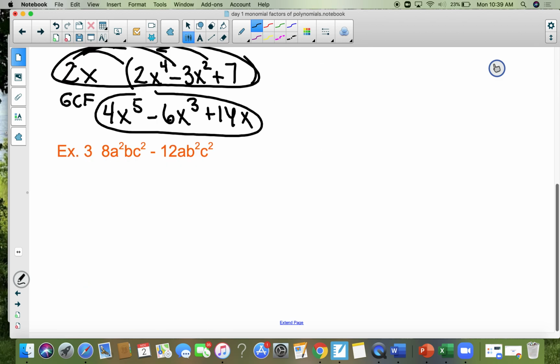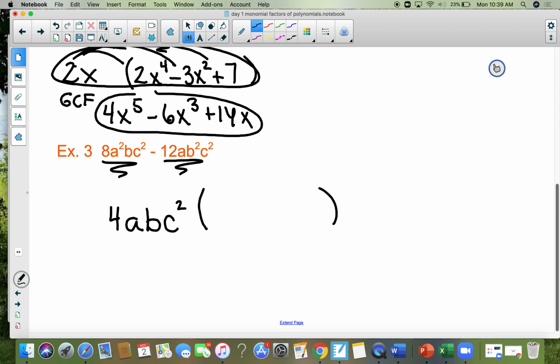Okay, let's do a couple more, and that's about it. The greatest number that goes both into 8 and 12 is a 4. 4 goes into 8, and 4 goes into 12. You can only take what they have in common for the variables. So one of them has 2 A's and the other one has 1 A. You can only take 1 A because that's all they have in common with each other. You can only take 1 B because that's all they have in common with each other. And they have 2 C's in common with each other. And that's called the greatest common factor.